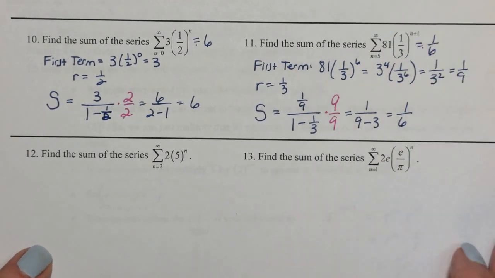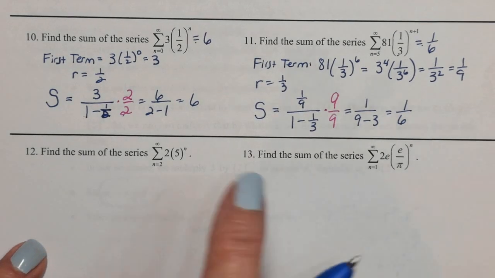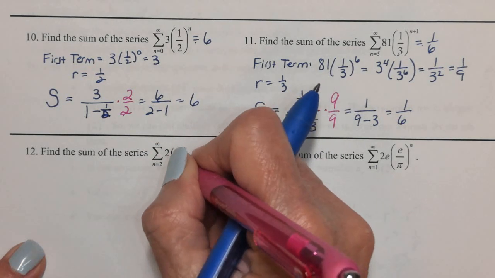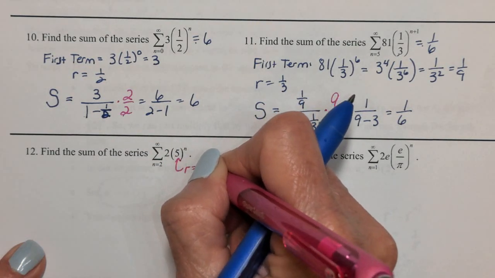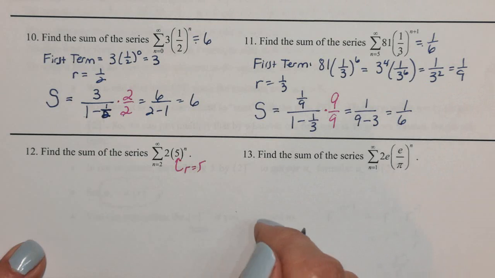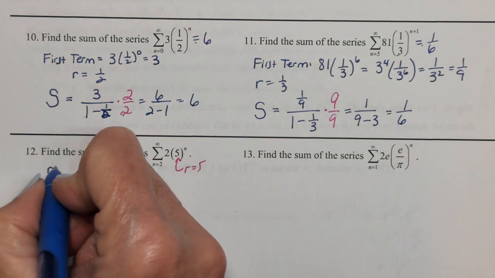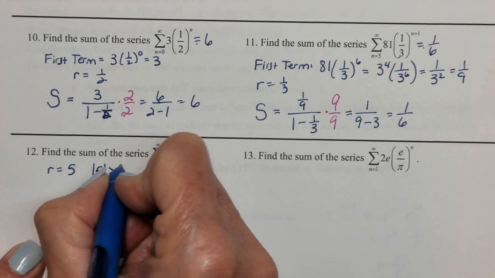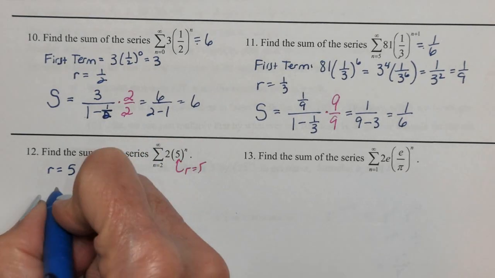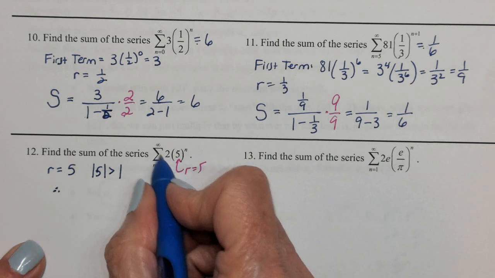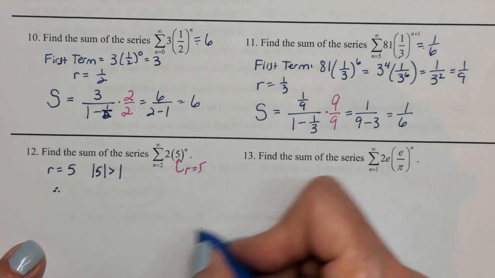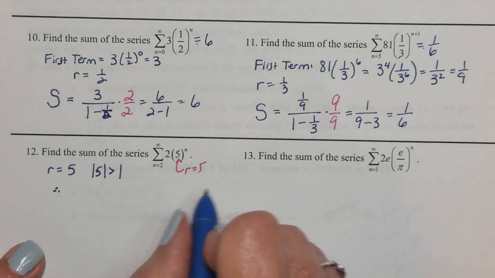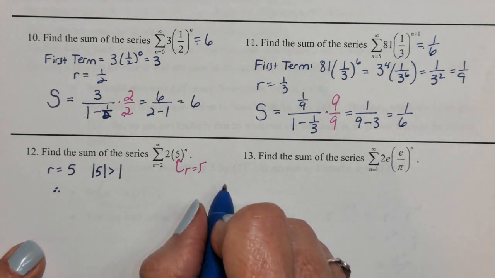Number 12. Find the sum of this series. Well, the first thing I notice about this series is that r is 5, and 5 is large. 5 is too big to find the sum. The absolute value of 5 is greater than 1. Therefore, each term is going to get bigger and bigger and bigger. There's no way to find the sum.